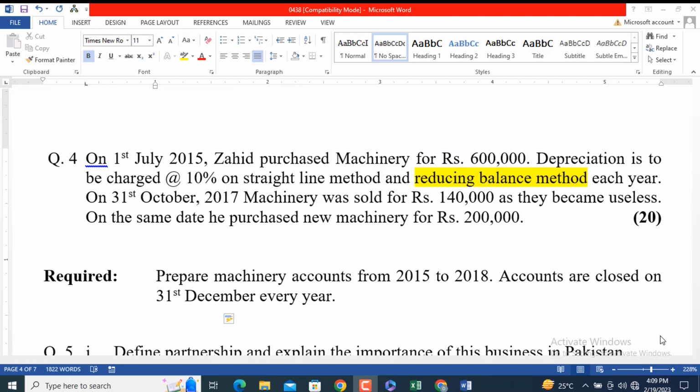Now let's read the requirements. Prepare machinery accounts from 2015 to 2018. Accounts are closed on 31st December every year. So for your information, I have prepared the solution on Excel for convenience, but you should go as per your prescribed instructions to solve this question. So here is the solution.